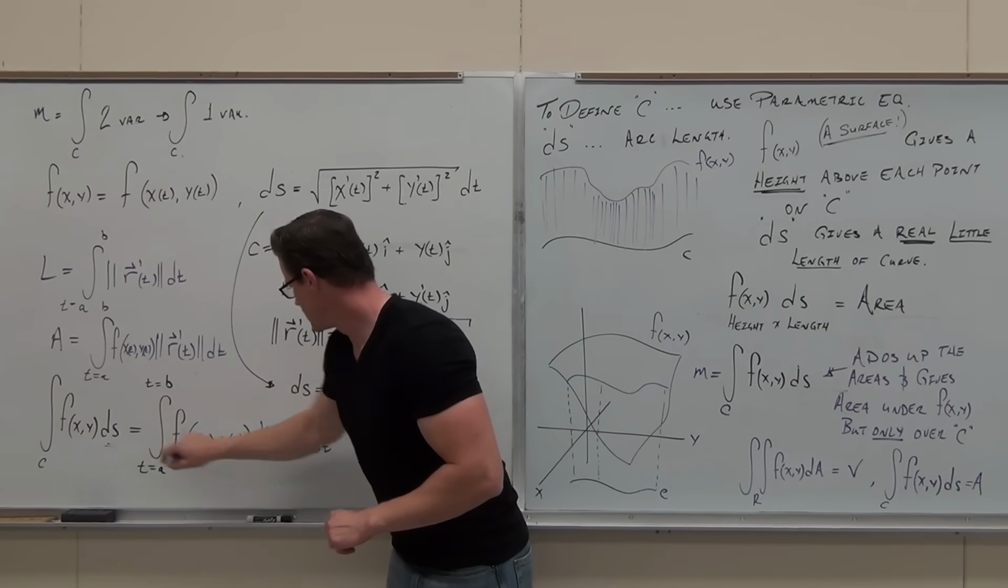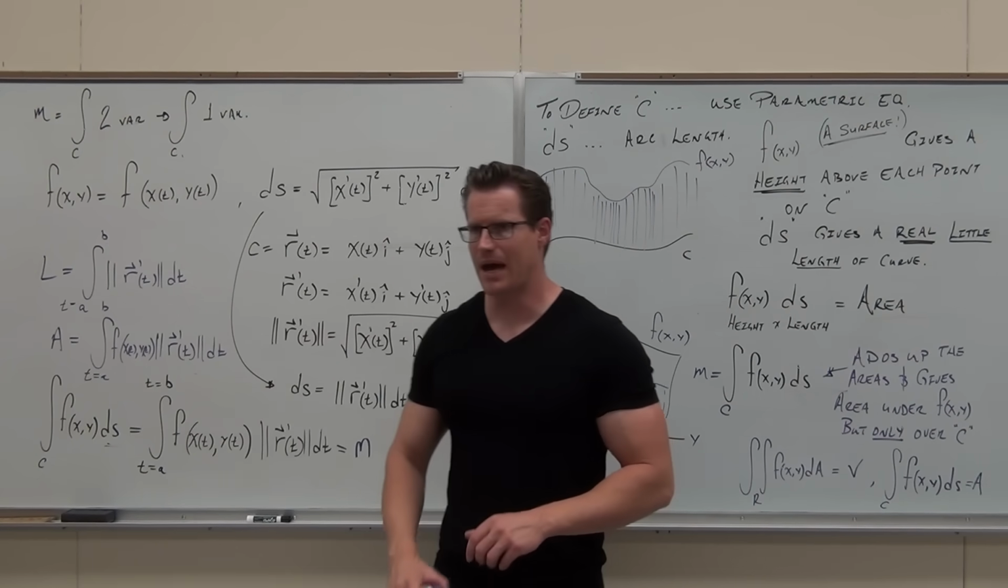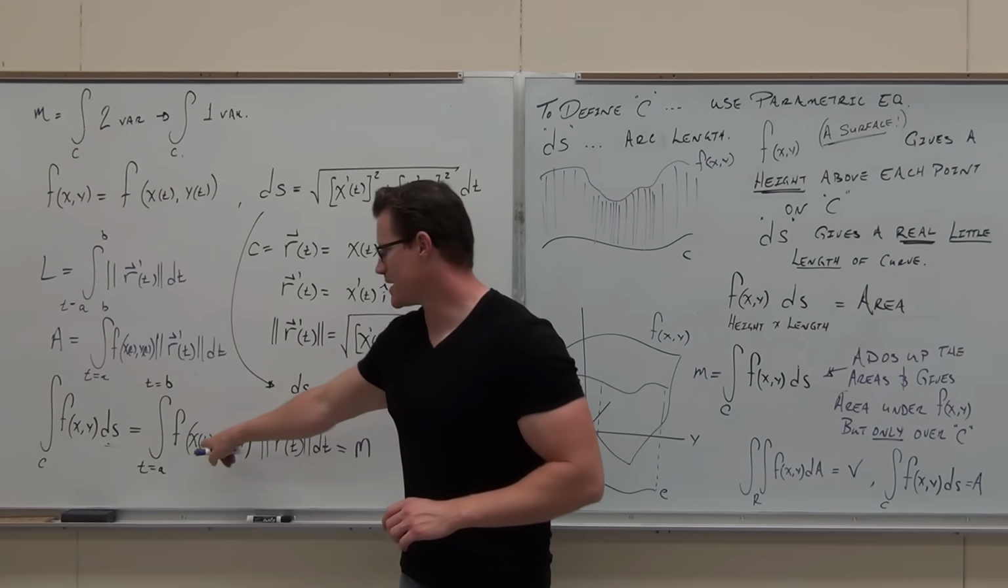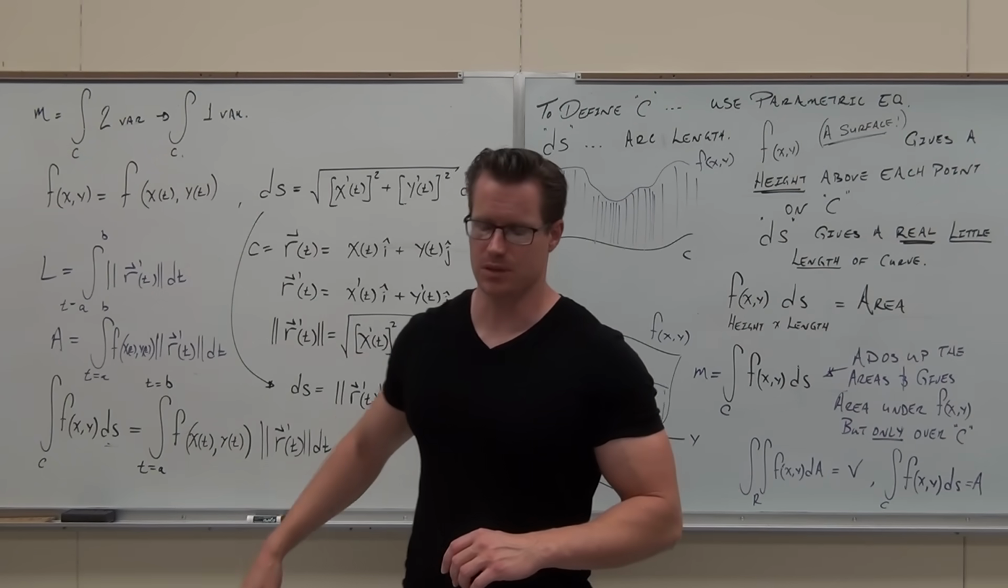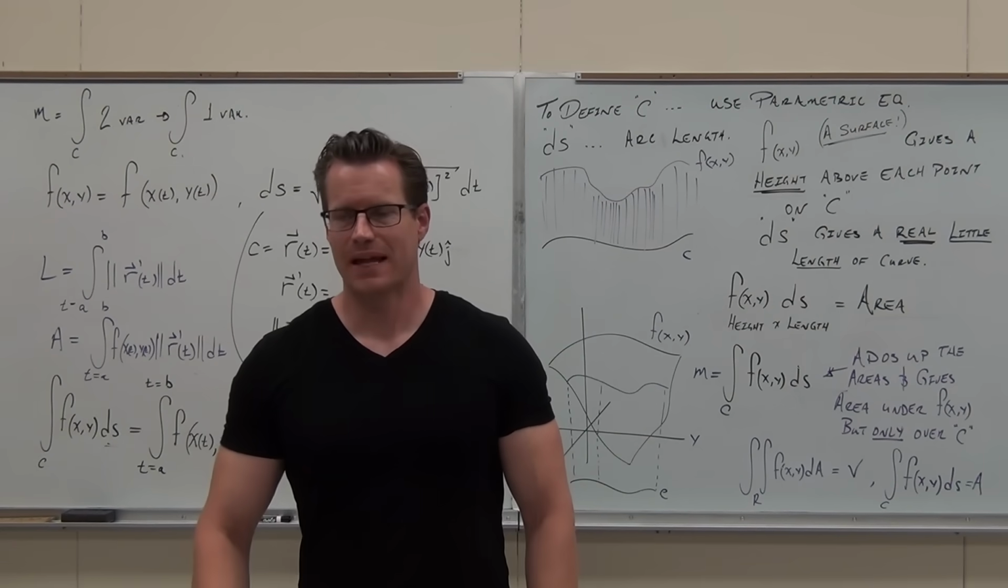This is where we live. That's a mass of that wire that's shaped like a curve. If this is a mass density function, this is what we're going to be doing. Crazy? That's a line integral.